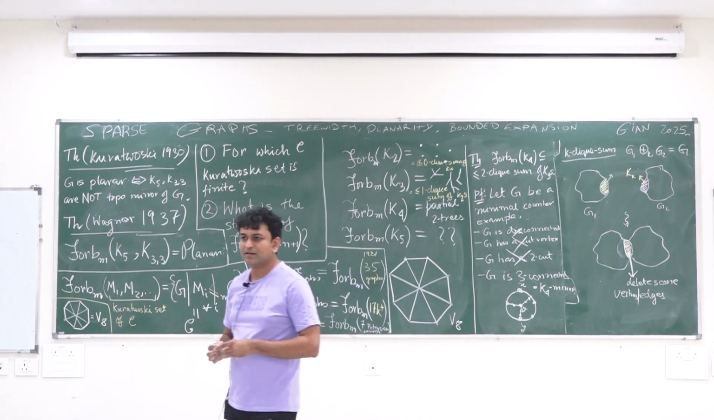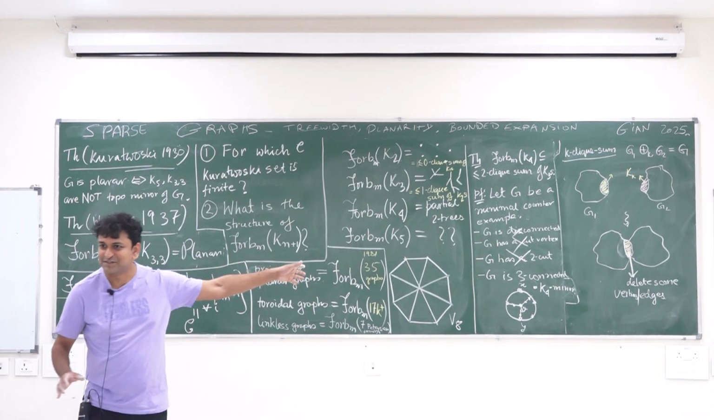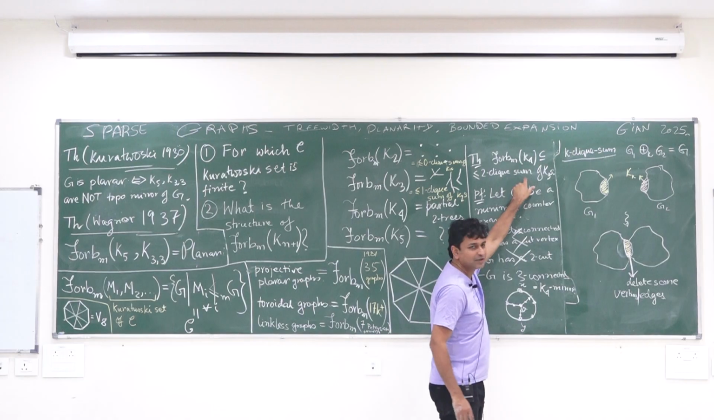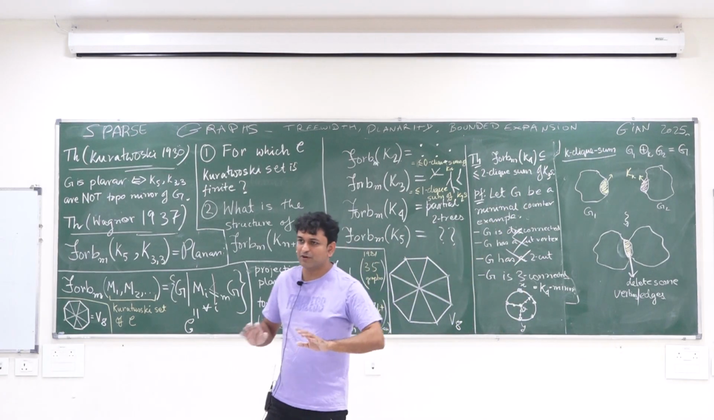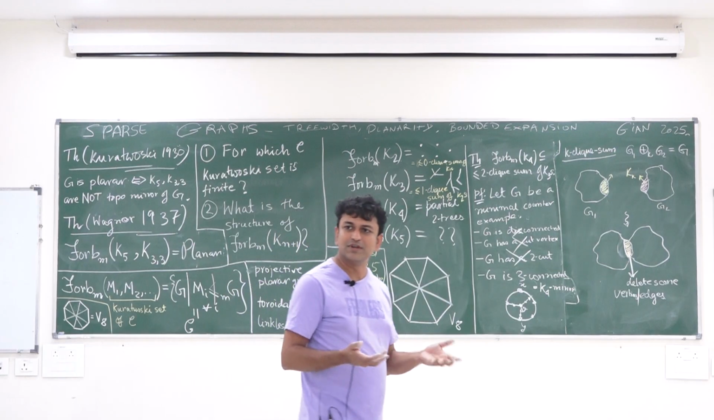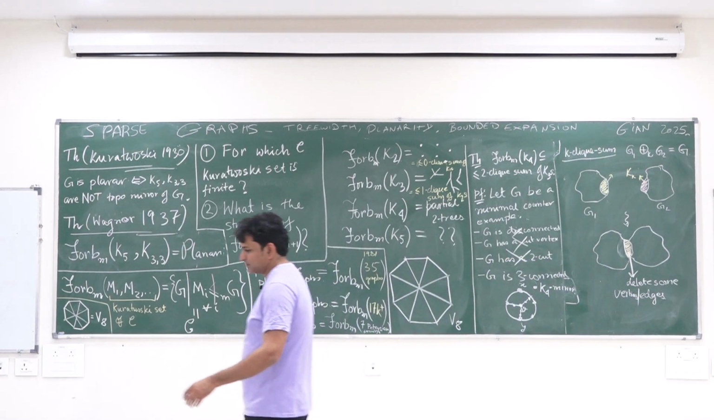Yes, it is done. So this side is done. Forbidden K4 is inside. So all forbidden K4 graphs can be constructed through less than or equal to 2 clique sums of K3s, beginning with K3. Okay.